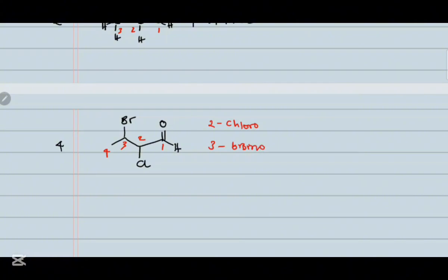Now we follow alphabetical order when arranging these. Between B and C, we'll start with bromo first. So our compound name will be 3-bromo-2-chloro, and then 1, 2, 3, 4, butanal. Butanal. That's the name for this example.